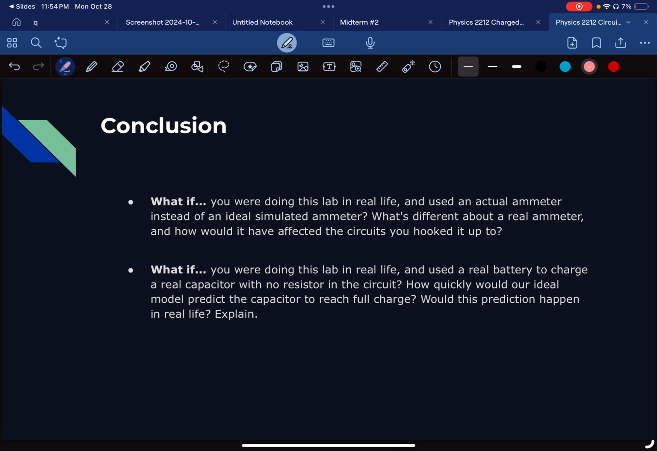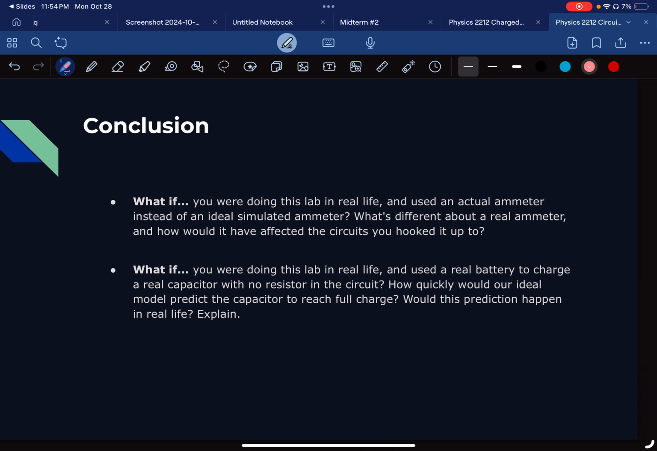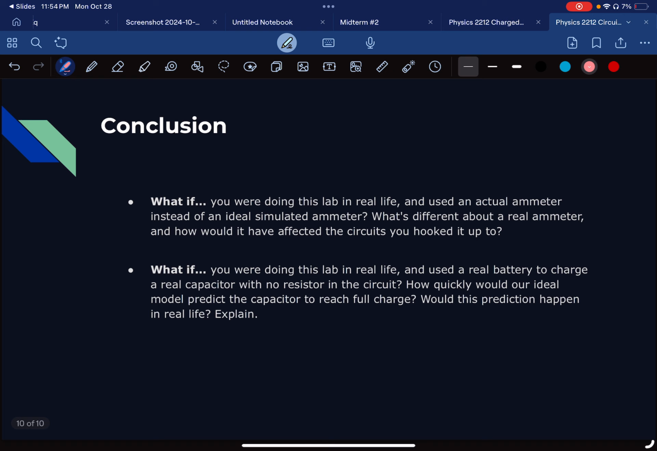What if you were doing this lab in real life and used an actual ammeter instead of an ideal simulated ammeter? What's different about a real ammeter and how would it have affected the circuits you hooked it up to? A real ammeter is not able to perfectly conserve the charge going into it and out of it once you measure the charge. So the measure of current, sorry, not charge, current. The measure of the current is going to be less than the actual simulated. That's the ideal ammeter. Charge is conserved fully and wholly throughout the whole circuit. But of course, a real ammeter, as most things in real life, charge is not conserved. Energy is often not conserved because of external forces, etc.